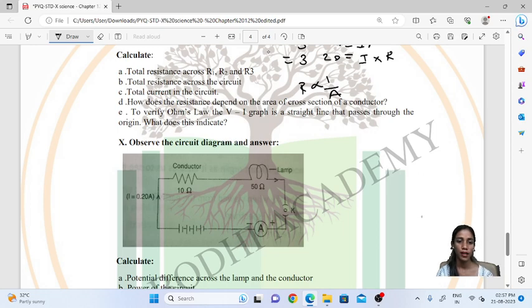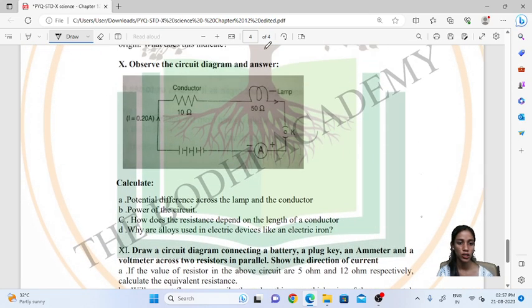Now here we have another question. Again we have the conductor, we have the lamp connected. You have to find the potential difference across the lamp and the conductor. First of all, these two are connected in series, so the series resistance you have to take, which equals 10 plus 50, which equals 60 ohms. Now the current is given as 0.20.